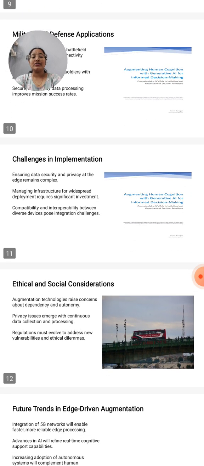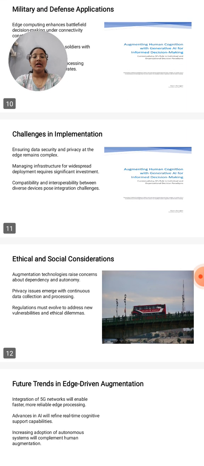Next slide is about challenges in implementation. Data security and privacy at the edge remains complex. Managing infrastructure for widespread deployment requires significant investment. Compatibility and interoperability between diverse devices pose integration challenges.